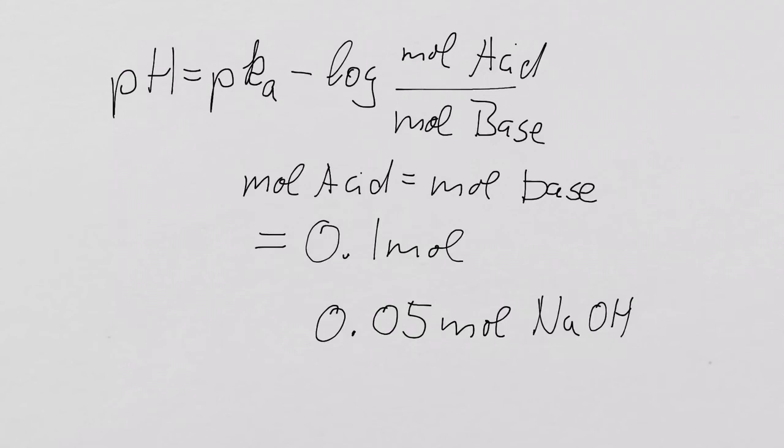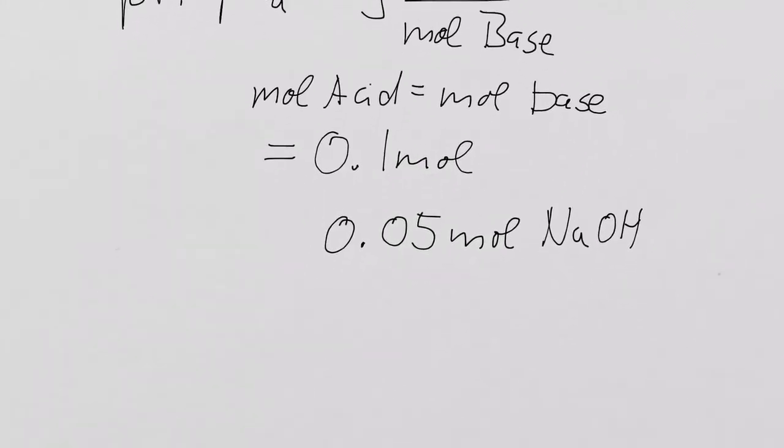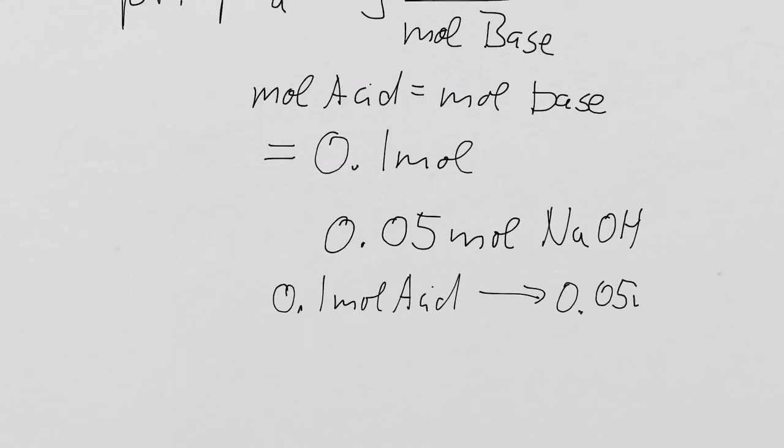Which one increases, which one decreases? Say it loud. The base increases, what happens to the acid? Decreases. So we go from 0.1 mole acid, we go to 0.1 minus 0.05 gives us 0.05 mole.